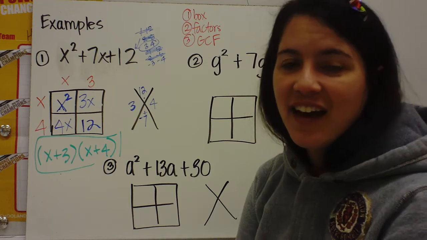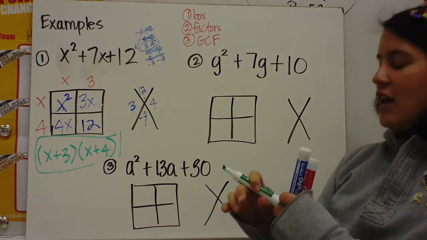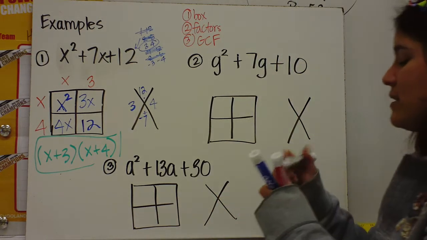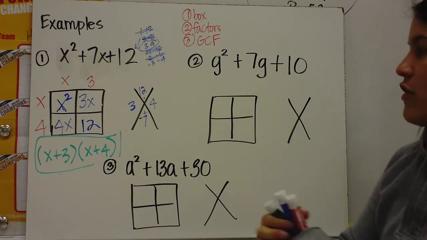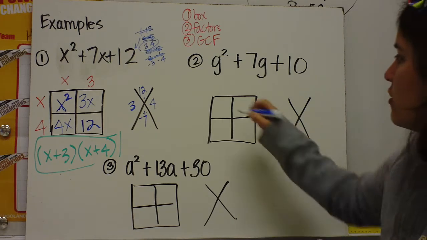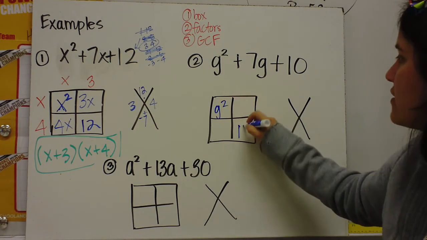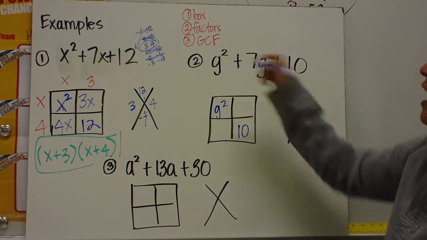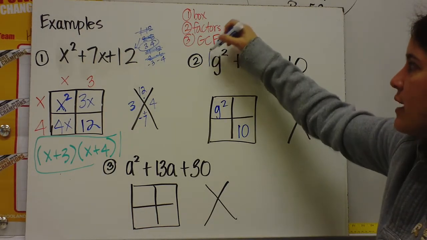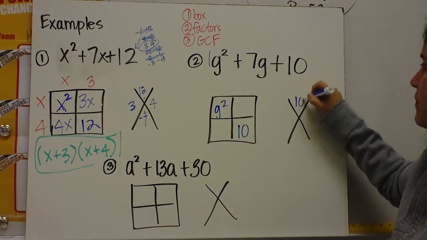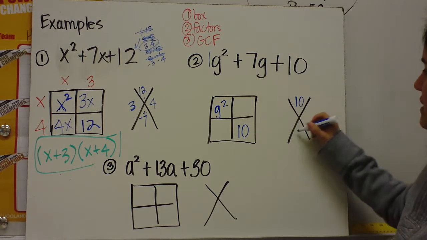Okay? Number 2. g squared plus 7g plus 10. All right, we know that we're going to put the first term in the first box and the last term in the last box. I'm going to multiply. This is like a 1, right? I'm going to multiply 1 times 10, and then I want to add to be 7.